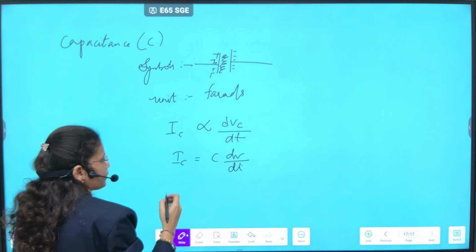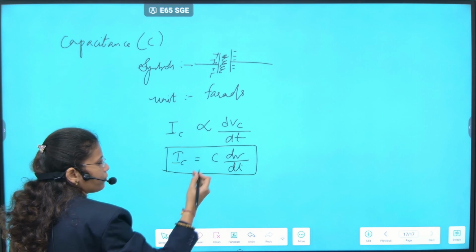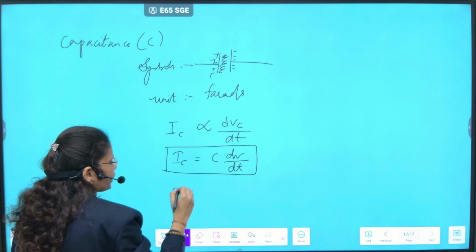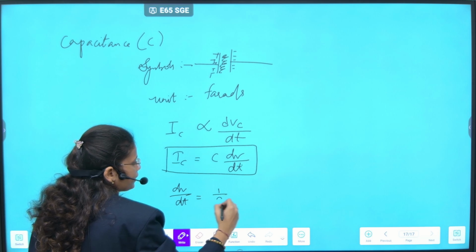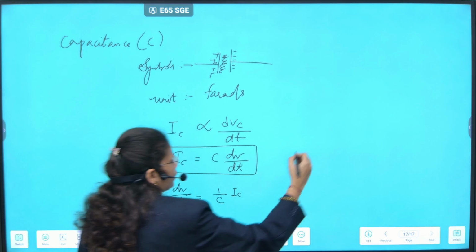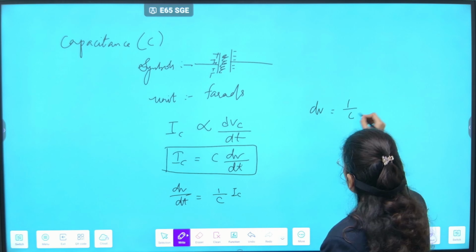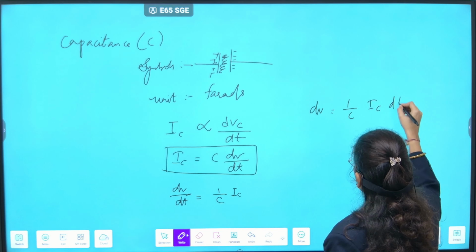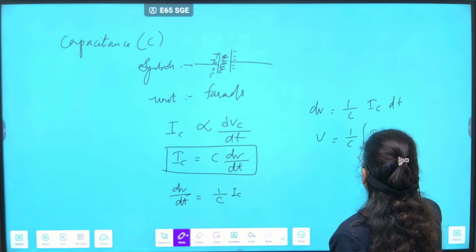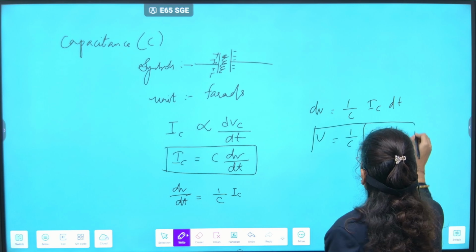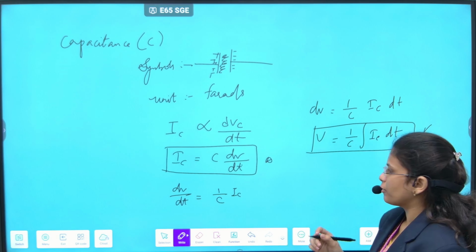This is the current equation of the capacitor, and from the current equation we have to find the voltage. dV by dt is equal to 1 by C IC. dV is equal to 1 by C IC dt, where V is equal to 1 by C integration of IC dt. These are the voltage and current formulas for the capacitor.